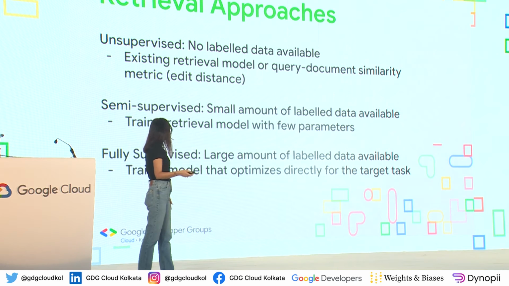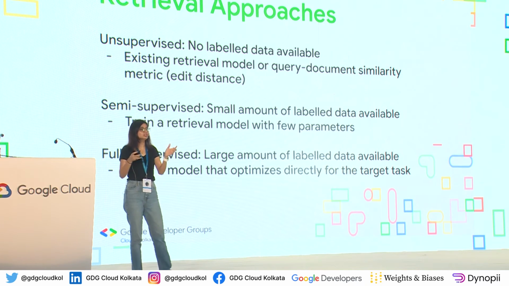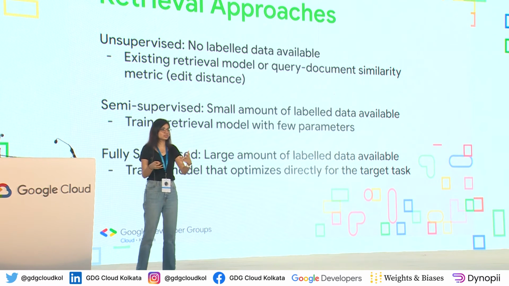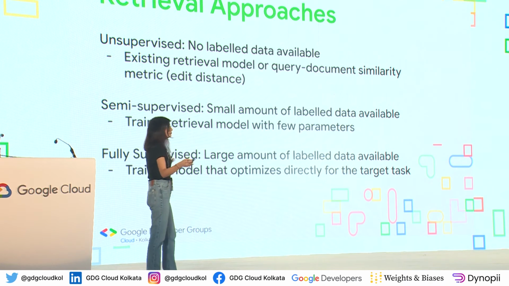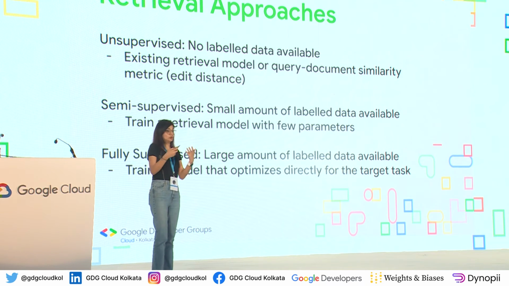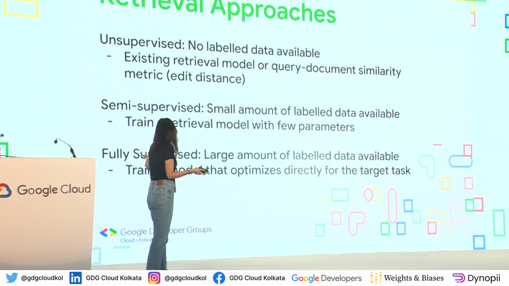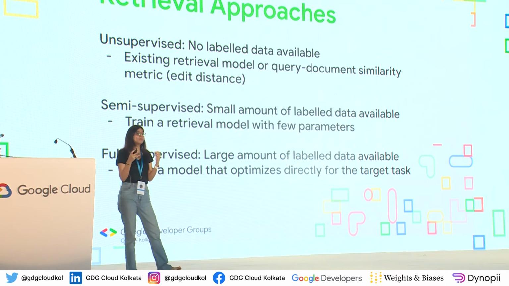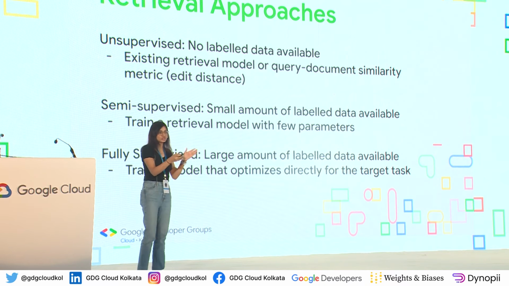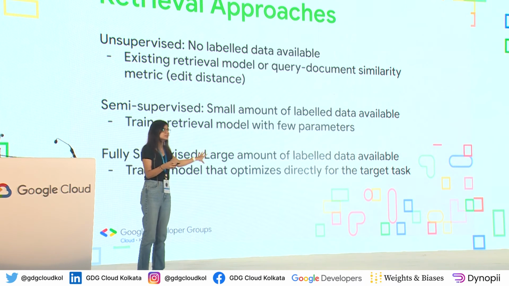What you can actually do is train a retrieval model with few parameters, which in turn is kind of learning representations from pre-trained embeddings or some other large language model. If you are a big company and you have a lot of labeled data, then you can always go with a fully supervised approach and train a retrieval model that directly optimizes for the target task, which is your retrieval. So this is like your best case, but I would say this rarely happens until you're one of the FANG companies.